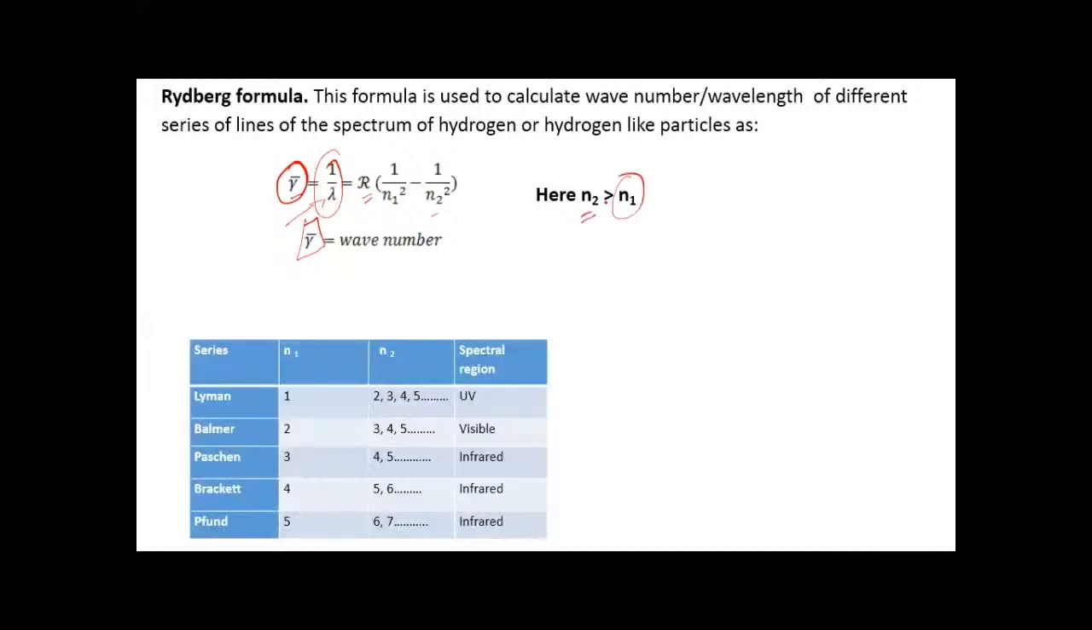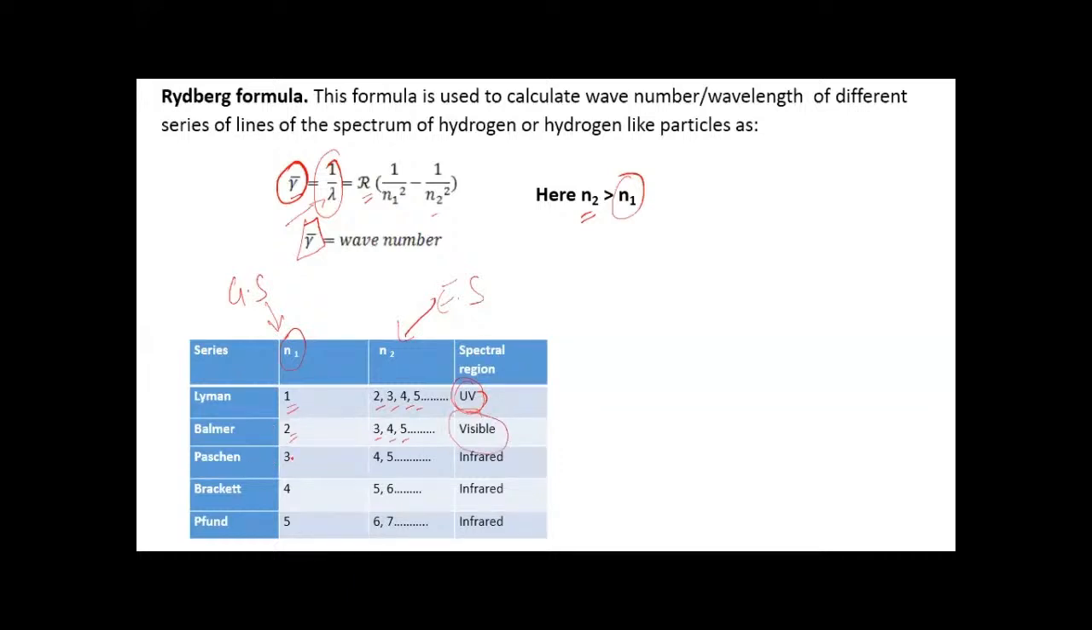So the series obtained are as follows. For the Lyman series, n1 is the ground state, which is 1, and n2 is the excited state, which could be 2, 3, 4, 5 or infinity. In all these cases, the spectral region is ultraviolet. For the Balmer series, n1 is 2 and the excited state is 3, 4, 5, etc. All the radiation comes in the visible region.